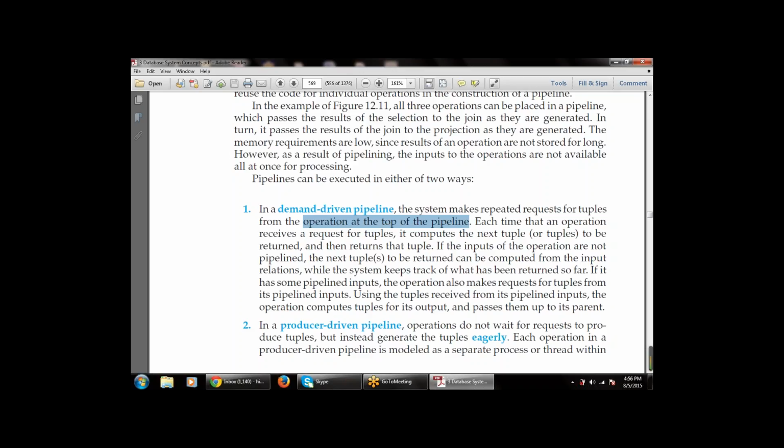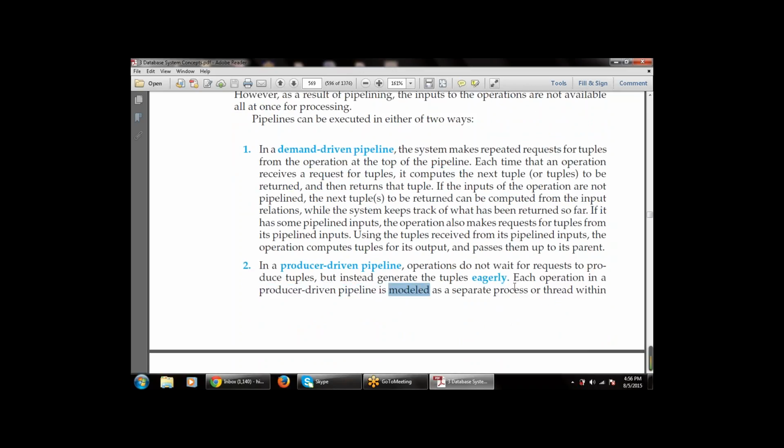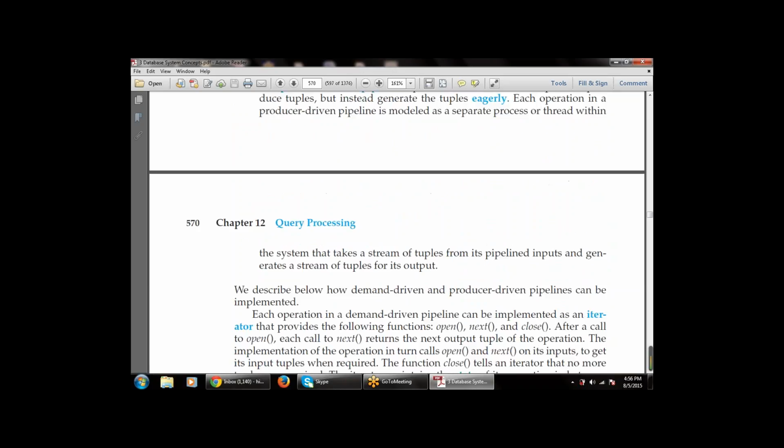The next is producer driven pipelining. One is on the basis of demand, the pipeline method carried out. Then on the basis of the producer, whatever the producer produces, there will be producer driven pipelining. In this, the operations do not wait for requests to produce tuples, but instead generate tuples very eagerly, that is, very quickly and efficiently. Each operation in a producer driven pipeline is modeled as a separate process or thread within the system, used for the different pipelining methods.